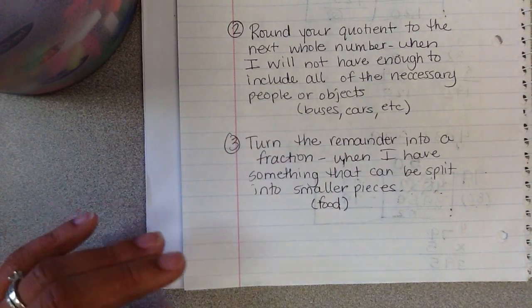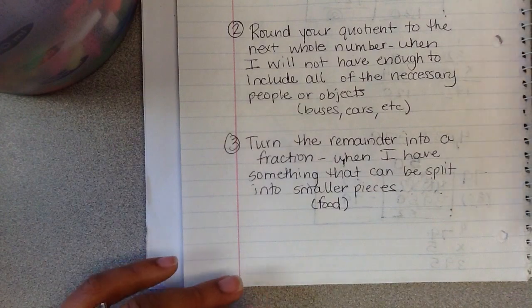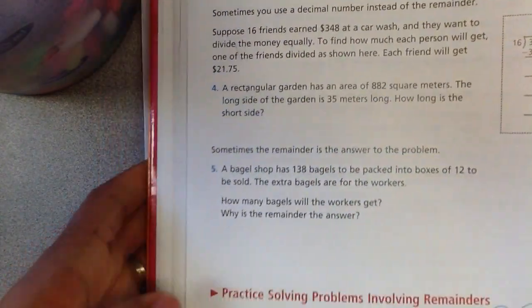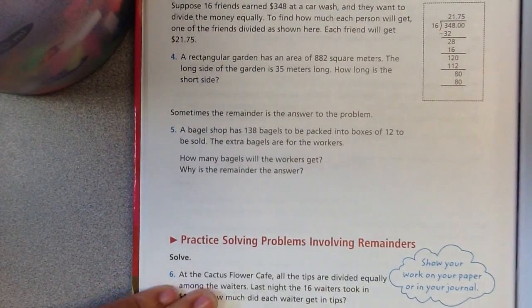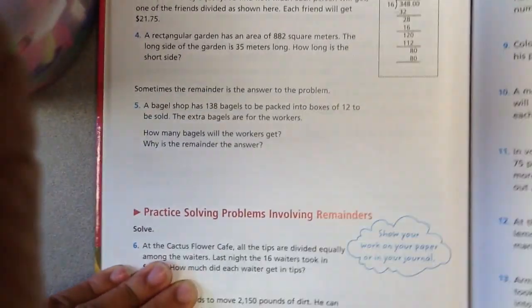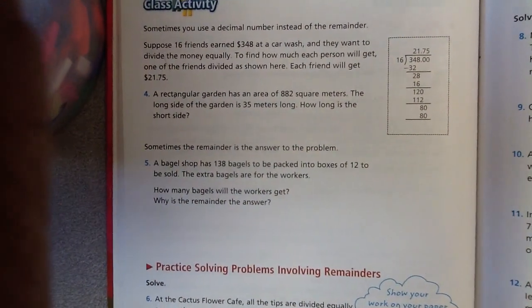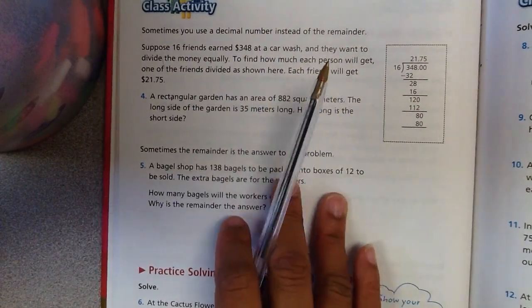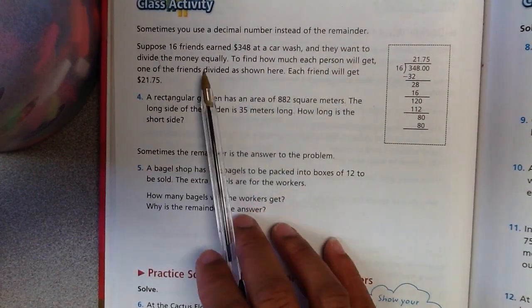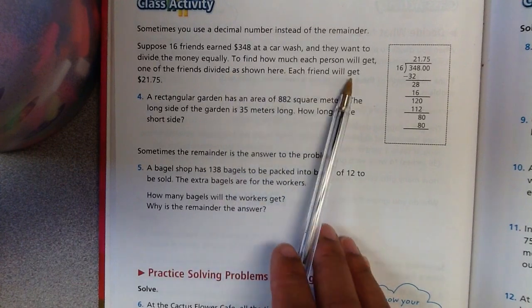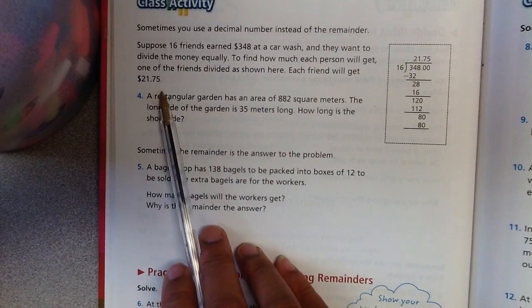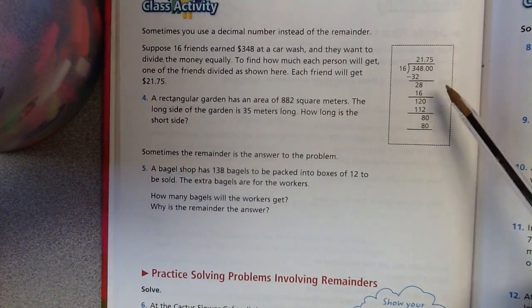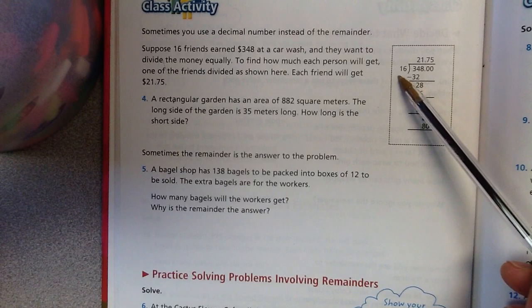Okay. Our next scenario is, sometimes you use a decimal number instead of the remainder. So I'm going to try to get this up under the camera a little bit clearer so you guys can see. Sometimes you use a decimal number instead of the remainder. So suppose 16 friends earn $348 at a car wash, and they want to divide the money equally. To find out how much money each person will get, one of the friends divided as shown here, and each friend will get $21.75. So if I look over here, 348 divided by 16.